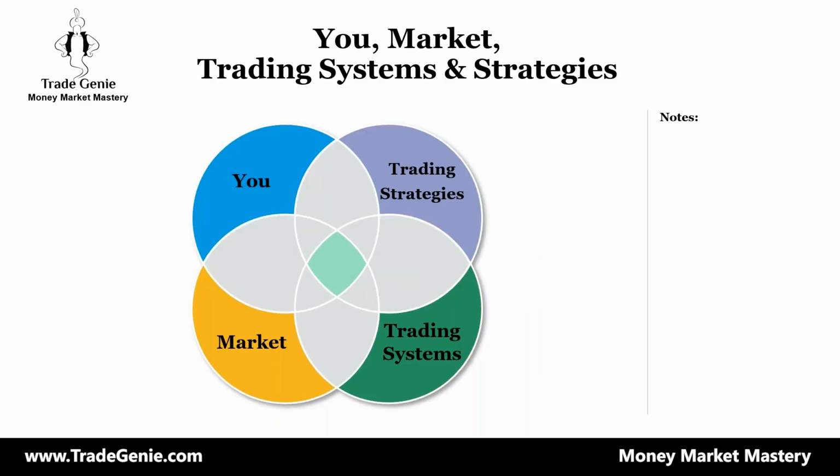So now, when we put 4 things together, the U, market, trading system, and trading strategy. This slide should have gone before the other slide. So now this is the core. Think about it, this is the core. U, market, trading system, trading strategy, this is your core.